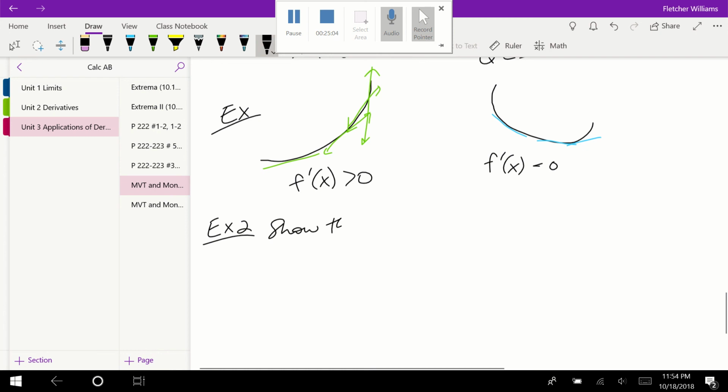Show that ln x is increasing. Okay. That's y equals ln x. Well, we'll need the derivative. The derivative is 1 over x. At the top equals 0, there's no solution. At the bottom equals 0, so y prime does not exist at x equals 0.